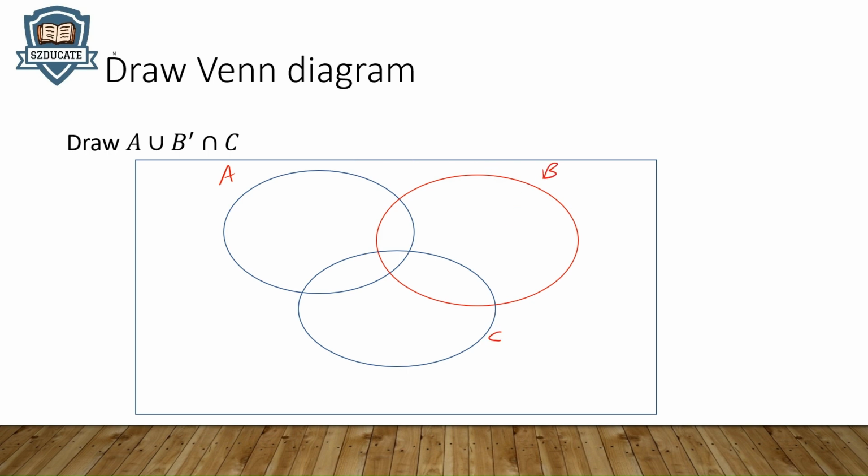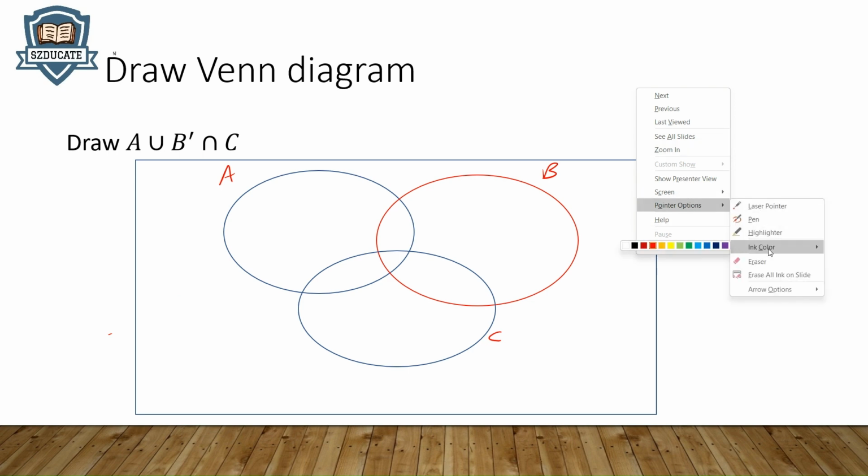I wonder if I can change the color of my pen. No, I can't. Do I have an option? Okay, now I forget it. Oh, maybe I can right click. Show presenter pointer option. Okay, in color. Okay, later.